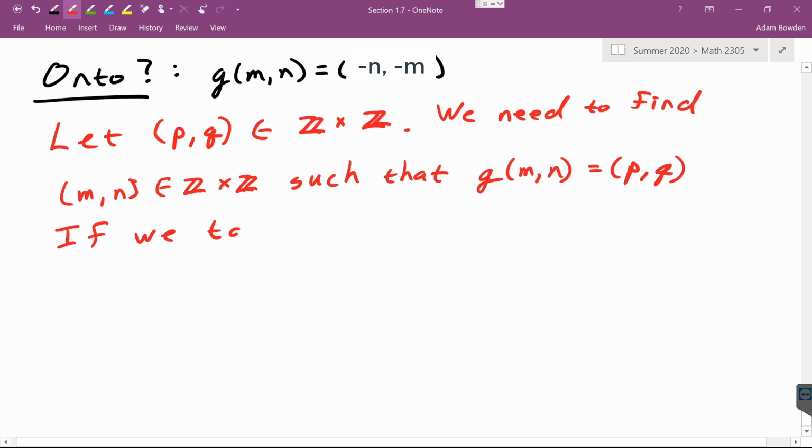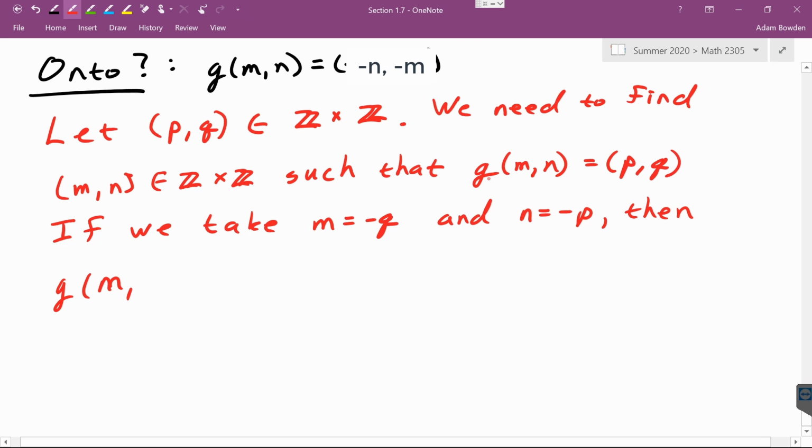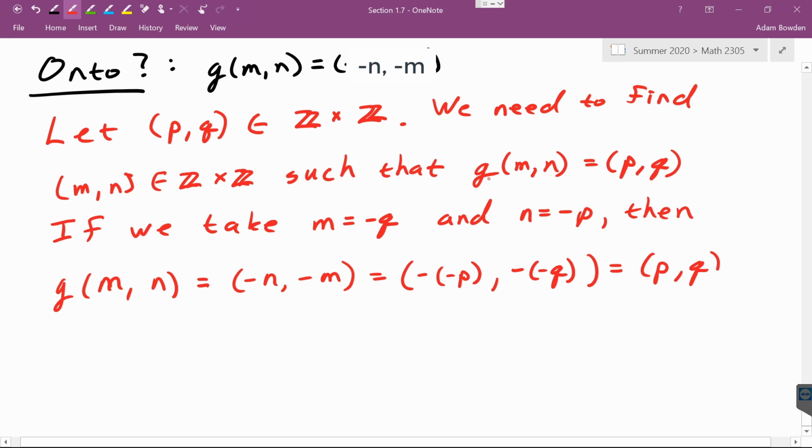So let's see how we can make that happen. If we take m equal to negative q and n equal to negative p, g of m comma n would equal negative n comma negative m, but that would be equal to negative negative p comma negative negative q, which would be equal to p comma q. And so that verifies that g is onto Z cross Z.